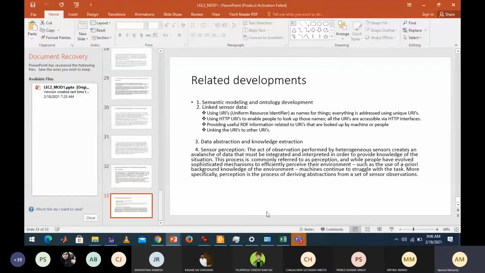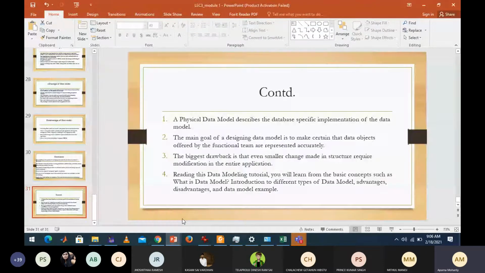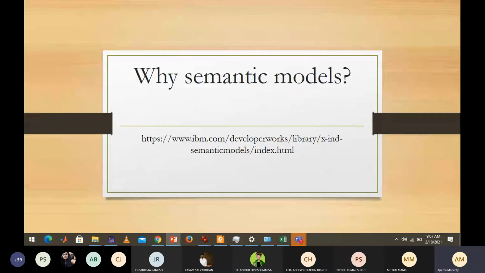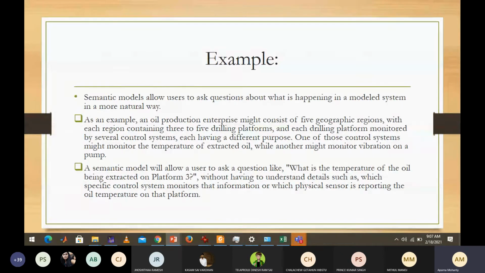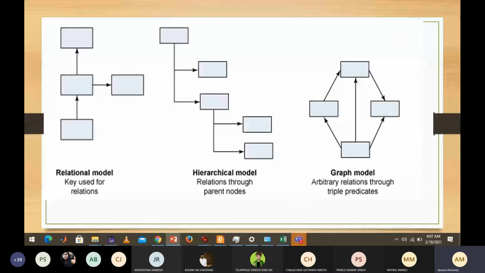Now let's move over to the next part, which we had also discussed. Why do we go for semantic models? I gave you some examples. There is something called the semantic model, where we try to infer the semantic meaning of the model. How is that possible? It is possible only because of these three kinds of representation. What are these? One is the relational model, another is the hierarchical model, and the third is the graph model. In the hierarchical model, we see it is just a hierarchical approach, a top-down approach.